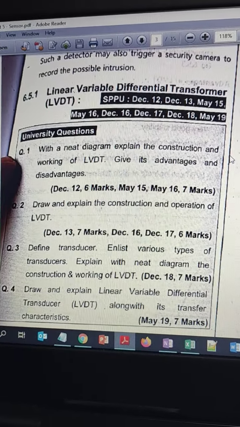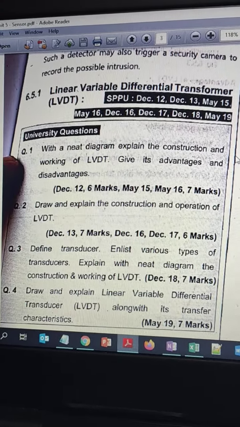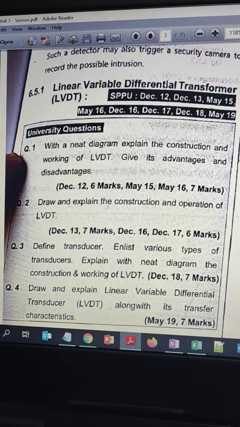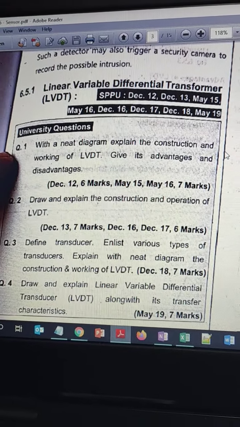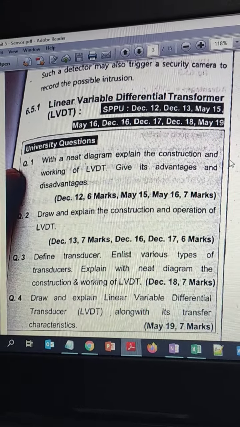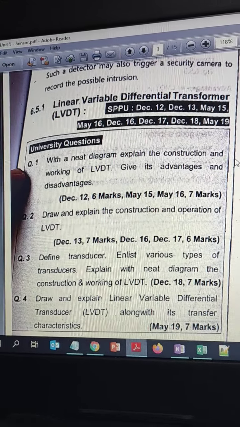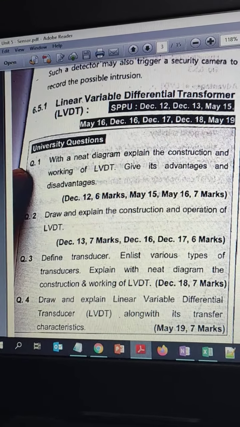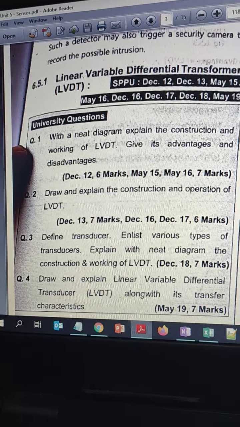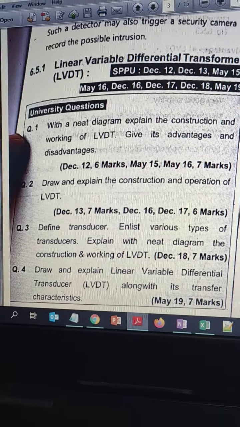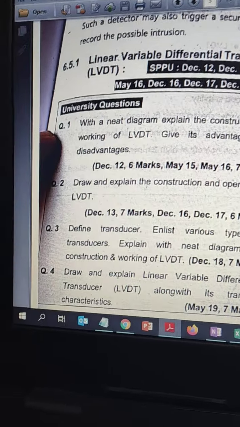Good morning friends. In today's lecture we will see the linear variable differential transformer, that is nothing but the LVDT. The question may be asked like this: with a neat diagram, explain the construction and working of LVDT, and give its advantages or disadvantages.